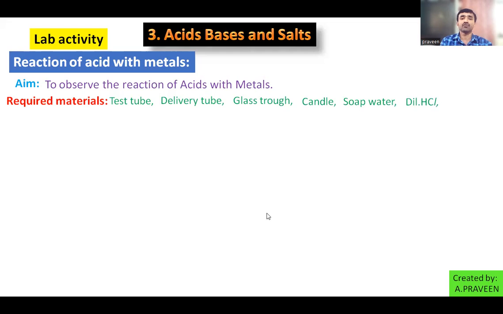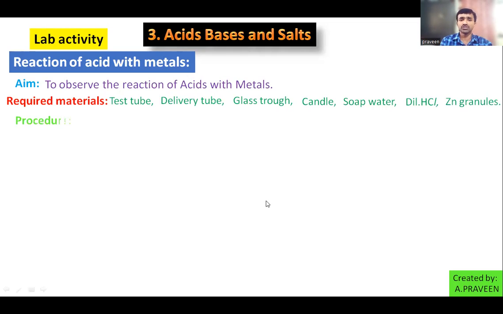Then acid is required. That is dilute HCl. Here, what does dilute mean? HCl is dangerous and harmful, so for that reason we are taking dilute. Dilution means the acid concentration is decreased by adding water, mixing water and acid. That is the meaning of dilution, right? So these are required, and metal is required. Here I am collecting zinc granules. So these are the required materials.